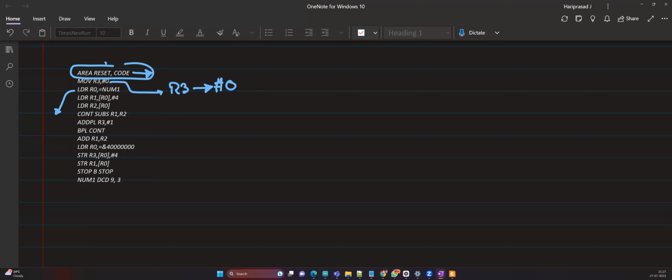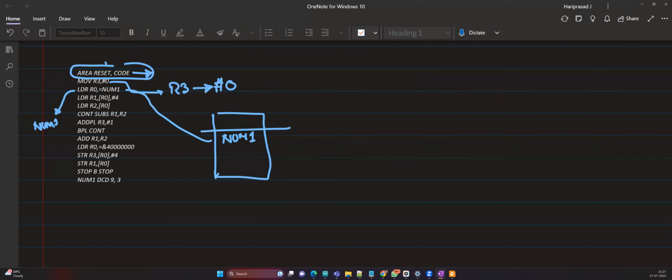What does the next line mean? R0 will hold the address of num1. Correct. If we store num1 in some memory, that address is going to be held in R0. Then R0 will contain the contents of value number 4, which will be stored in R1.